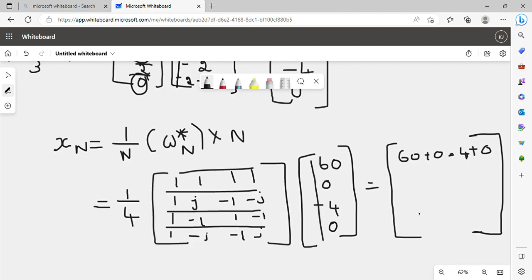And now if I take my second one, once again it is 60. Here it is 60 because this line's beginning number is 1. So 1 into 60 is 60, 1 into 60 is 60, and this 1 into 60 is 60, right? And once again it is 0. So I can say plus 4, and your 0, right?